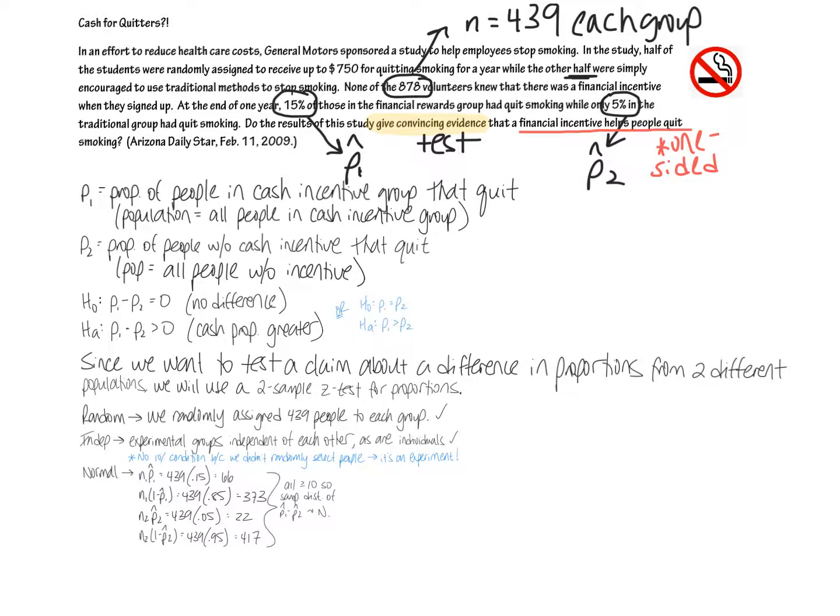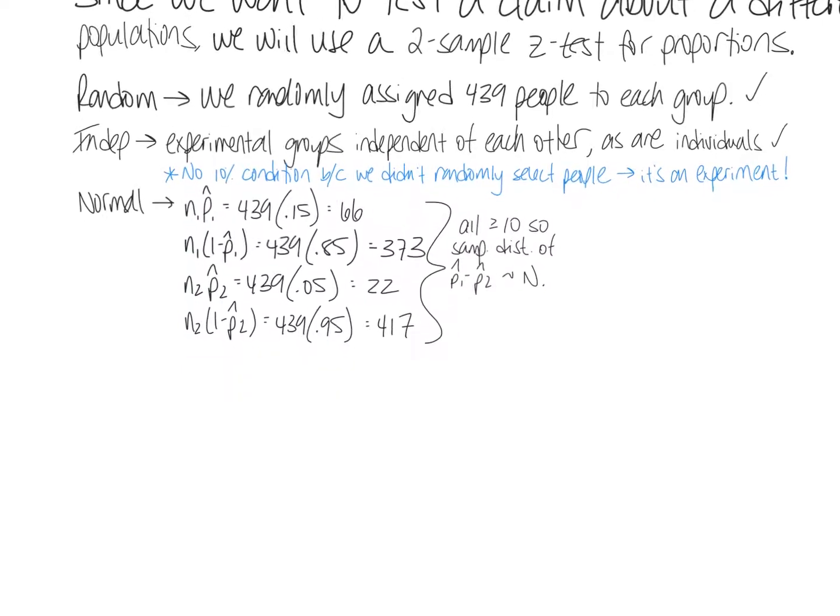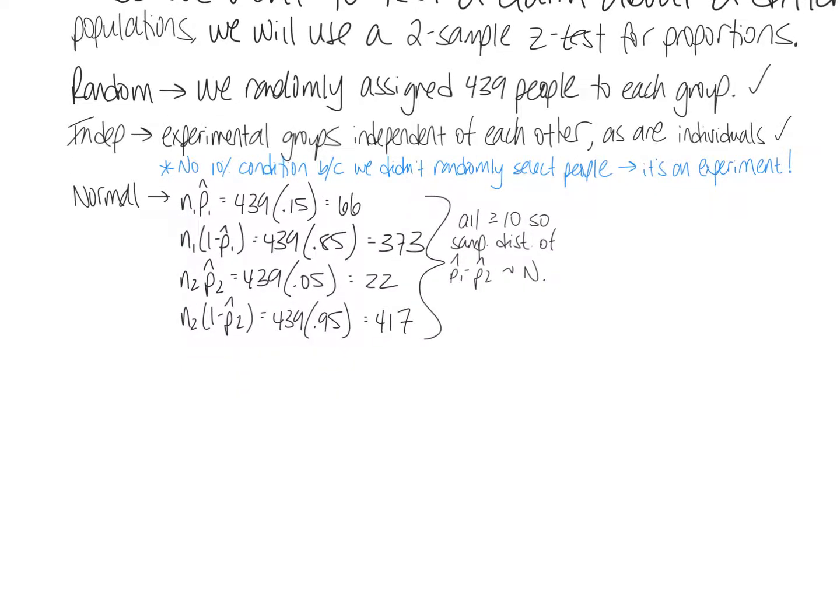All right, guys, so here's what my condition checks look like. I'm going to zoom in a little bit so you can read it better. But remember, we still got to do random, independent, and normal, just like all the other previous chapters we've done. The random condition is a little bit different for this. We randomly assigned people to each group. We did not randomly select people. Remember, these were volunteers, so make sure that the wording, the way that you explain what's random about this problem, matches what we're given. This is not a random selection. We did not randomly pick people. So be careful about this. We randomly assigned the 439 people into each group.